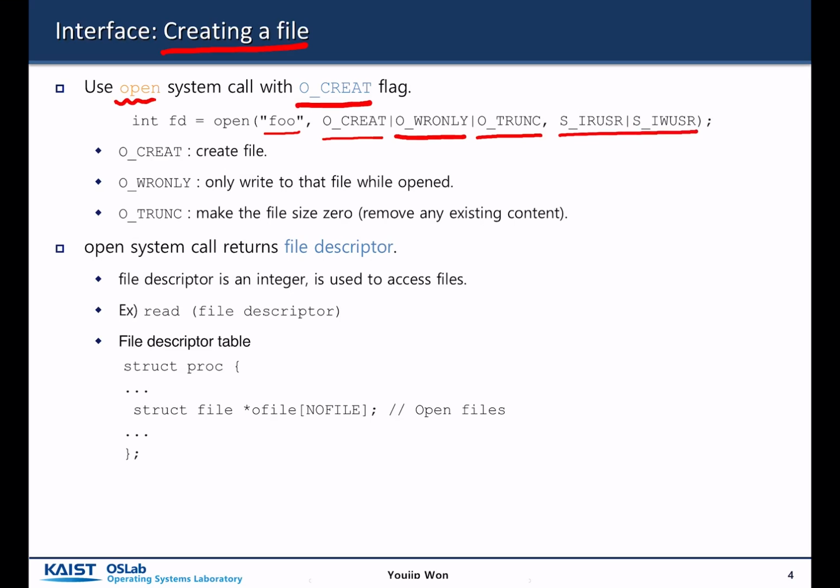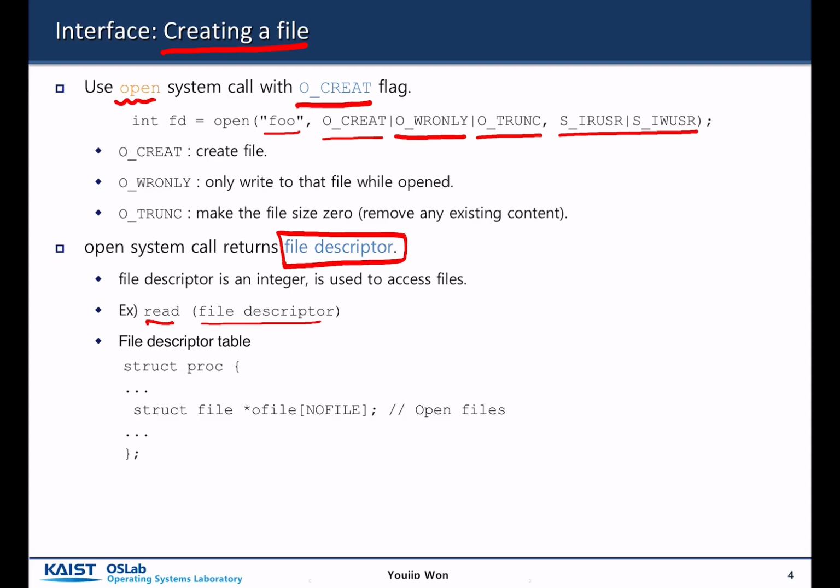The open system call returns a file descriptor. A file descriptor is an integer. It is used to access the file. So we can use read with the file descriptor. We're going to come to this point later.